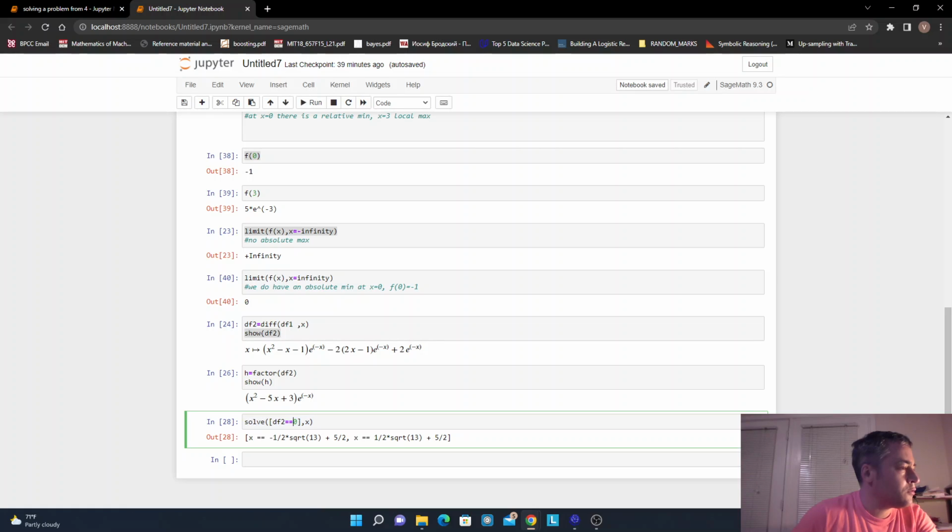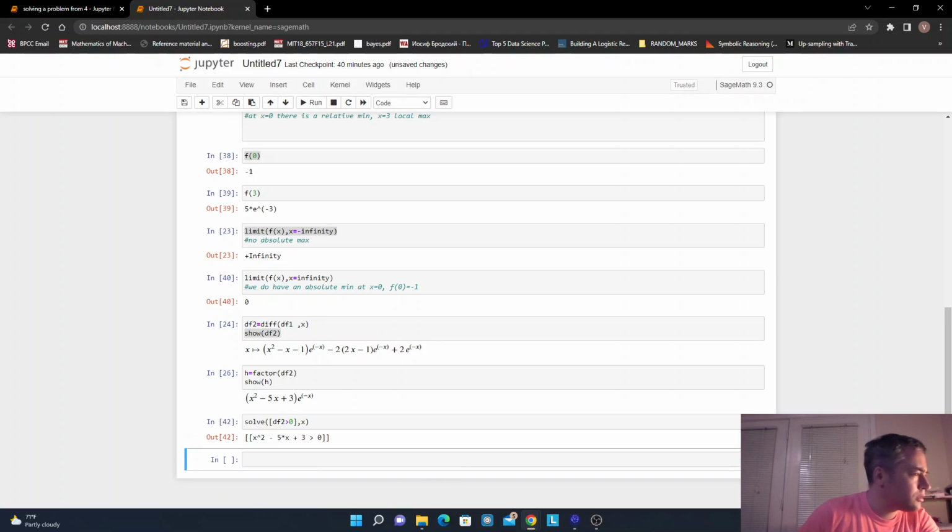If I try to solve bigger than 0, it might not work, and you see that the exact x values are not whole numbers, so that might actually thwart it. So we will have to solve the equality and then figure out the values on each side of the interval. So these are presumed inflection points. Candidates for inflection points, that is when the second derivative is 0. And now we need to figure out concavity. So this is half of square root of 13 plus 5 over 2.